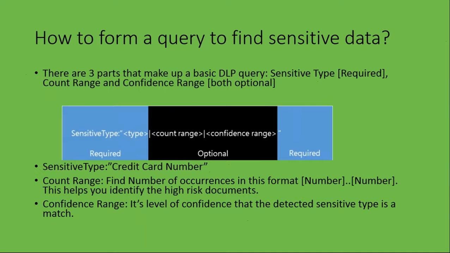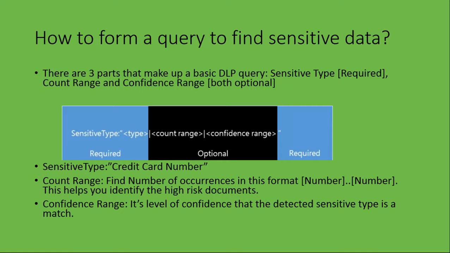Now let's see what these DLP policies look like, what their internal mechanism is, what kind of parameters there are, and what the different parts of a DLP query are. Mainly there are three parts that make up the DLP query. First is a sensitive type, which is a required field. Second is the count range or the confidence range. And third is the ending double quote, which is required.